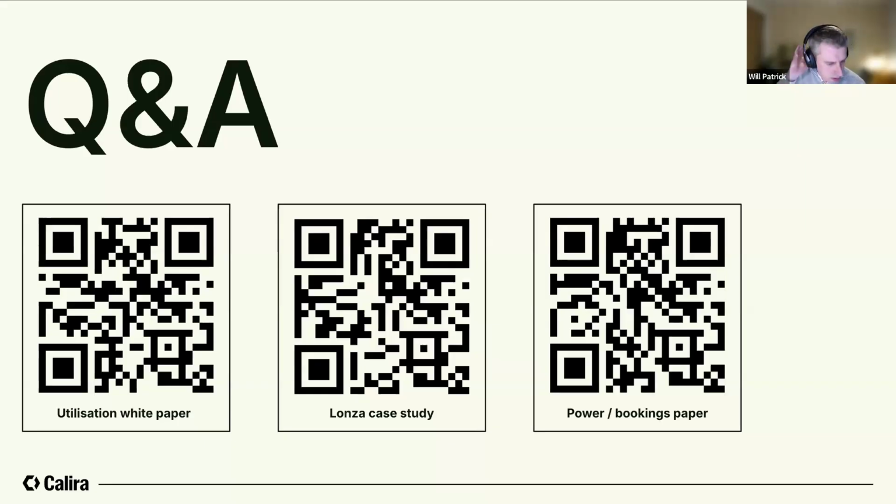So the first question that we had come through was from Francesca. It is, how do you decide on what the quote unquote right utilization level should be for any one instrument or a class of instrument?